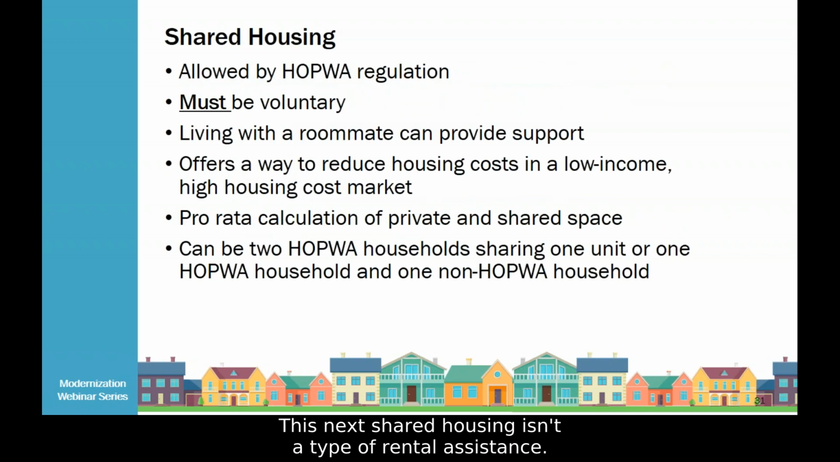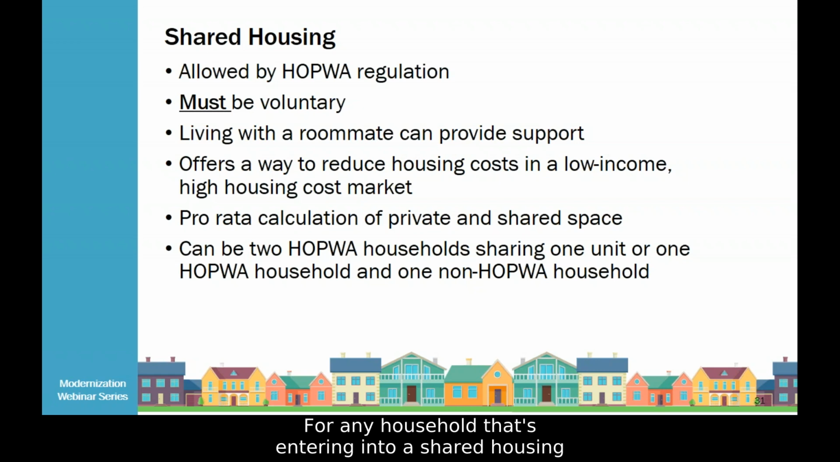This next topic, shared housing, isn't a type of rental assistance, but we want to talk about it a bit here because it is a way for people to use rental assistance and can sometimes be a good housing solution in tight housing markets. It is allowable under the HOPWA regulation, and it could be a really effective model that works well for some households. Shared housing must always, and I really want to stress, must always be voluntary. You can't design a program that is going to make or force people to live together.